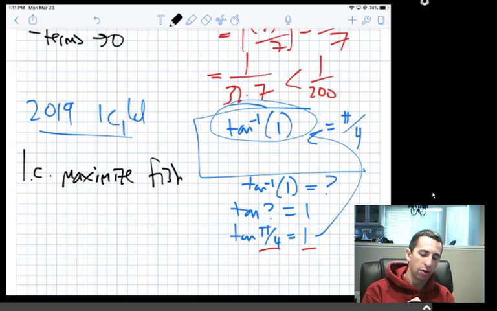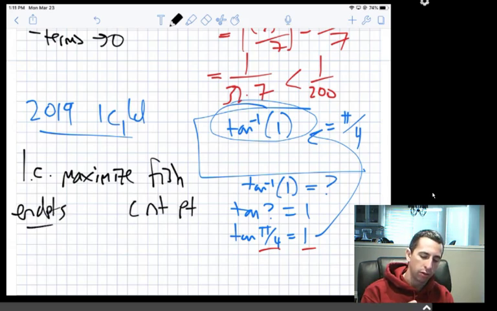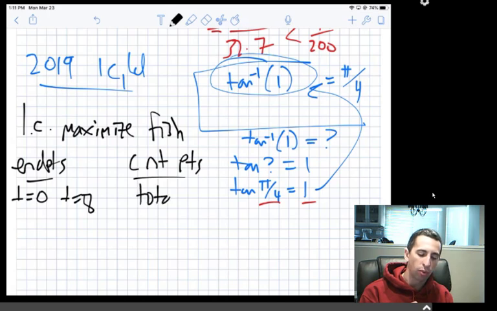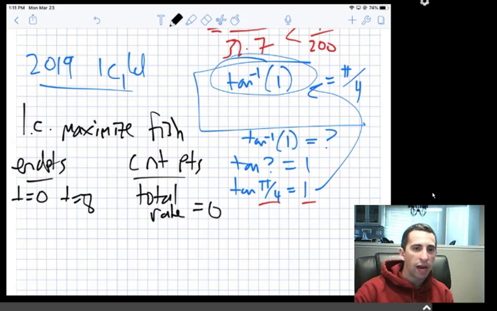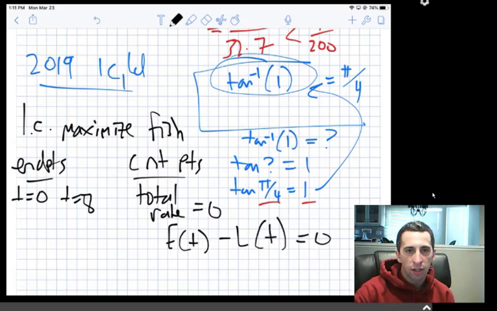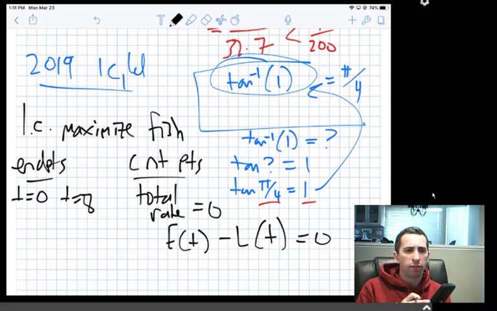In any kind of situation where we're finding a max, we have to consider the endpoints and the critical points. The endpoints obviously are t equals 0 and t equals 8. The critical point is when the total rate equals 0. This is a two-rate problem. So the total rate is E of t minus L of t. When you plug that in your calculator, you're going to need to plug in both of those. No problem. Let's go ahead and plug that in.